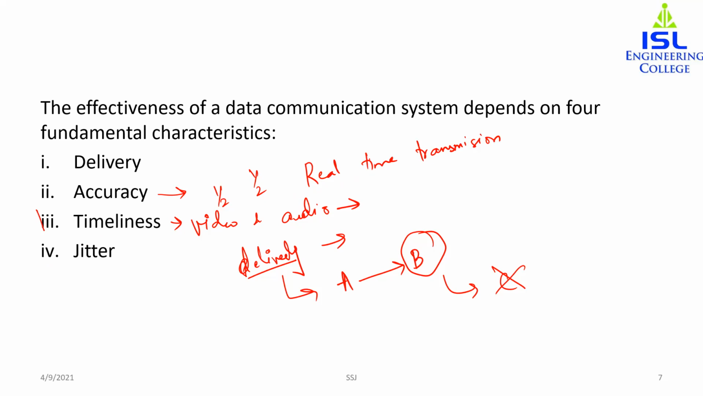Now the last one is jitter. Now what is jitter? Jitter is basically the difference in the arrival time, or variation. If we go by the textbook definition, it is the variation in the packet arrival time. That is, it is the uneven delay in the delivery of audio or video packets. That is, whatever I have talked about in the timeliness case.